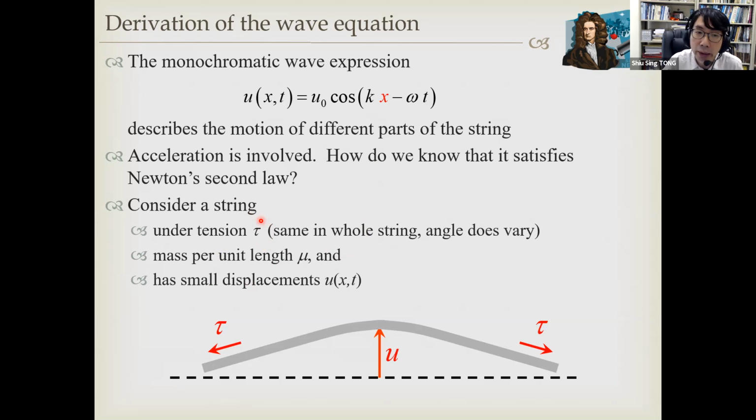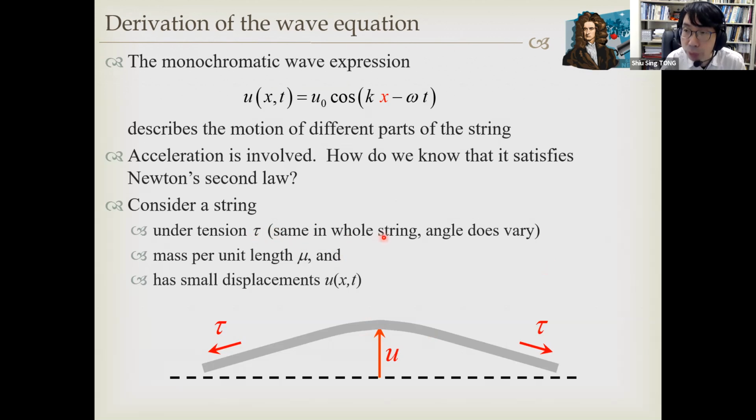Now we consider a string which is under tension, and the tension tau is the same along the whole string. Now there may be a little bit of variation, but as long as the disturbance of the wave is much smaller than the length of the string, then the tension tau remains almost the same along the whole string. Now this is an approximation, which is not strictly correct, but it is a good approximation.